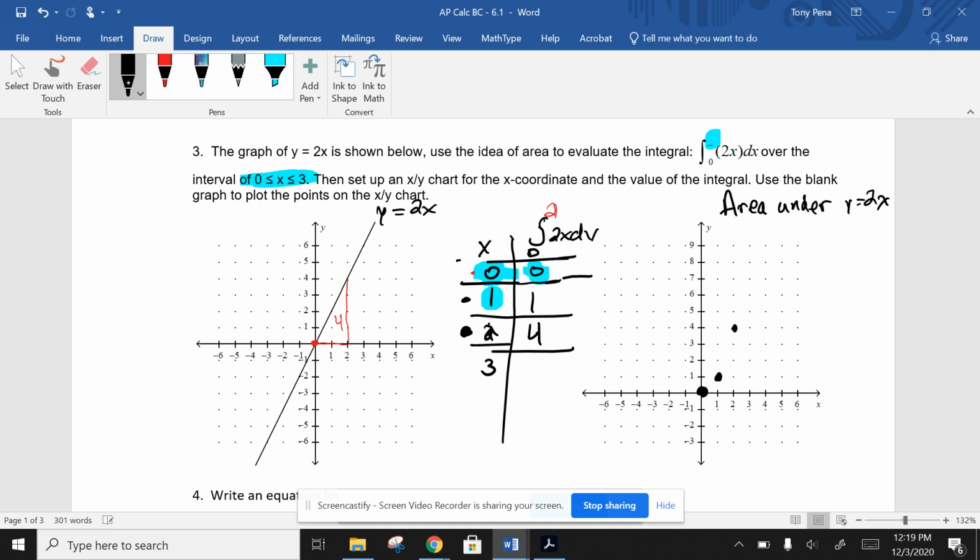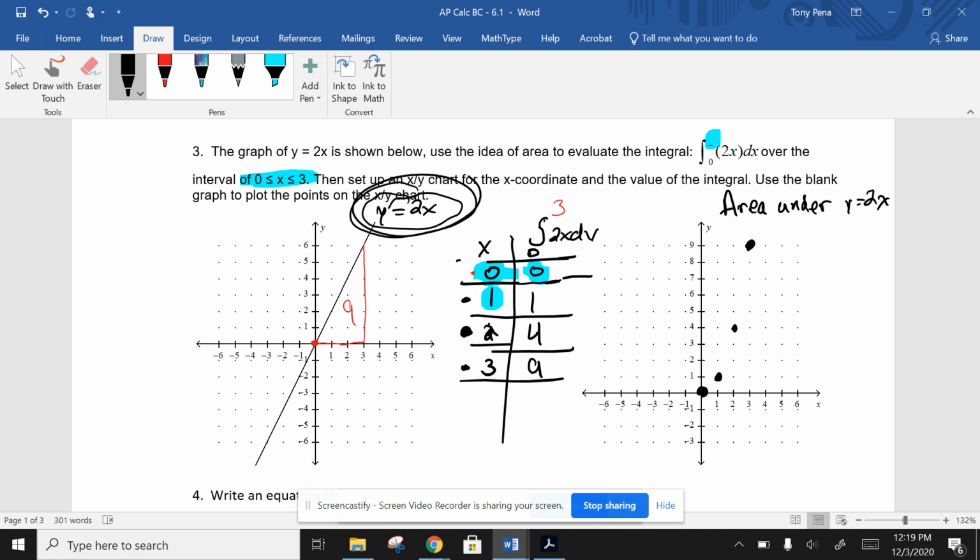And then the last one that I wanted you to do is if x is a 3. So now I'm going to change my upper limit to be a 3. My triangle gets a little bit bigger now. So I go from here to here. The triangle now is a 3 by 6. So that's 18. Half of 18 is 9. So the area here would be a 9. Plot that point. So all I am doing is finding the area underneath this curve, and then that area is producing different y values at the same x coordinates that we were finding for the original graph.